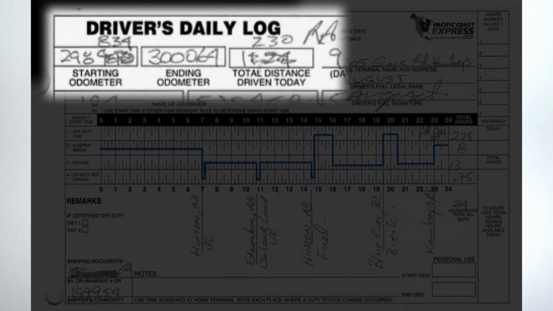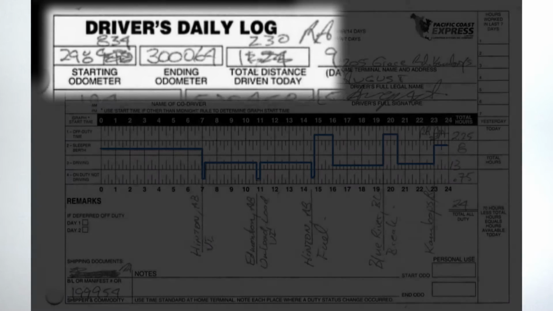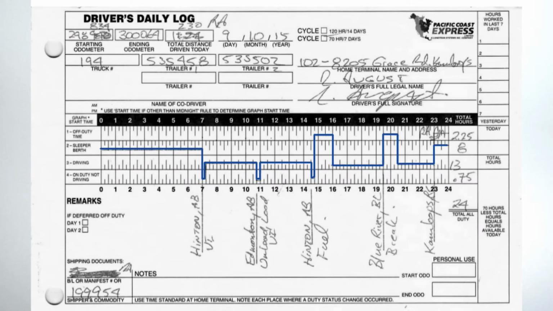The first piece that you need to fill in, the starting and ending odometer, so that you know the total distance that you drove during the day. In Canada it's going to be in kilometers, in the United States it's going to be in miles.